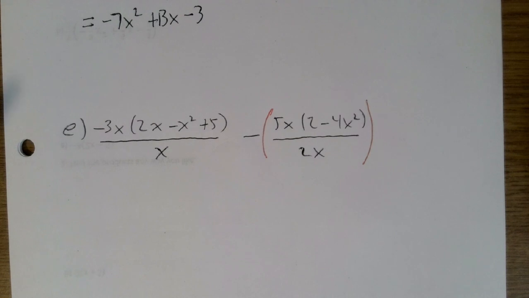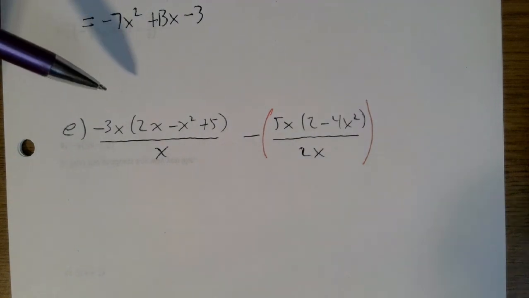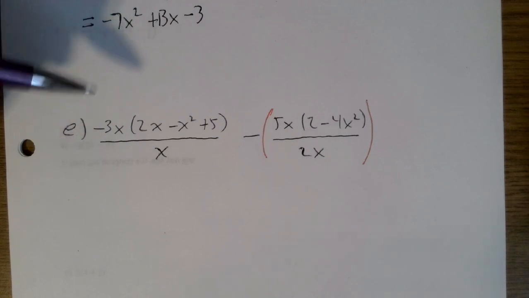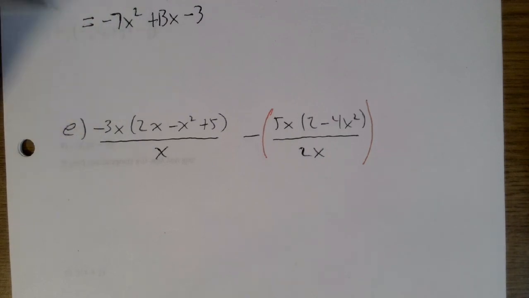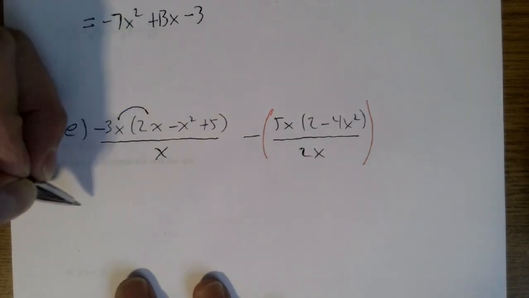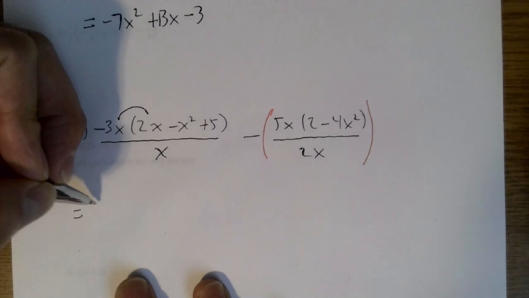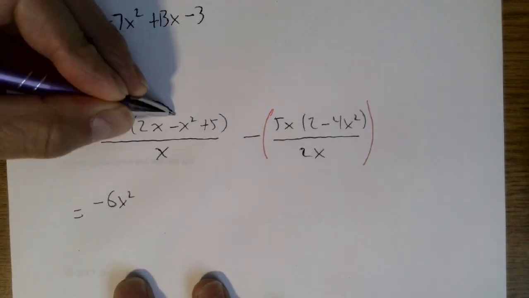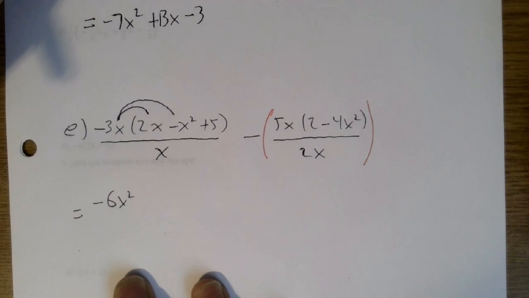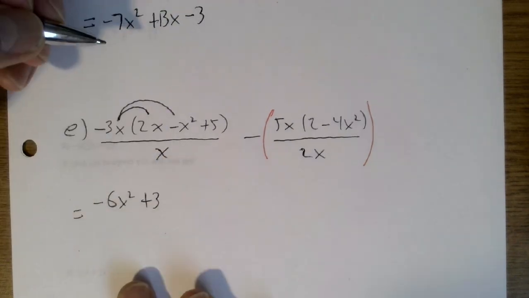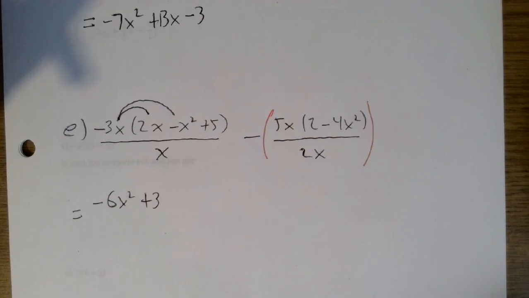Okay, and now we've got multiplying and dividing. Anytime you have a big fraction like this, you always need to simplify the top and the bottom first before you start looking at doing the division. So on this one, we're going to start by multiplying here. So we're going to have negative 6x squared. Now we've got negative 3x times negative x squared. Well, we know the negative 3 times the negative 1 is going to be plus 3. But now we need to think about what is x times x squared going to be.